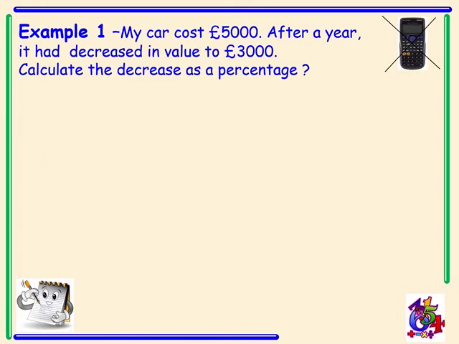Example 1. My car cost £5,000. After a year, it had decreased in value to £3,000. Calculate the decrease as a percentage. Now here we can see we are not allowed to use a calculator. So first of all, we need to work out what the decrease was. It started at 5,000, that's my original value. It went down to 3,000, so that's a decrease of £2,000.